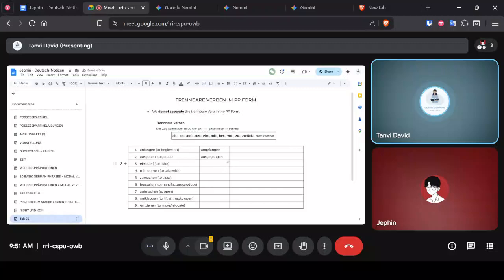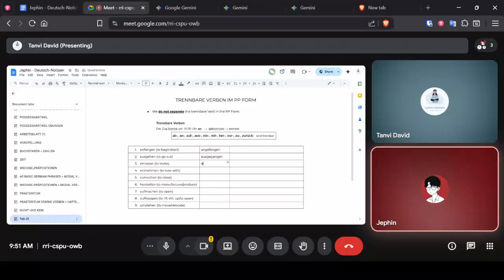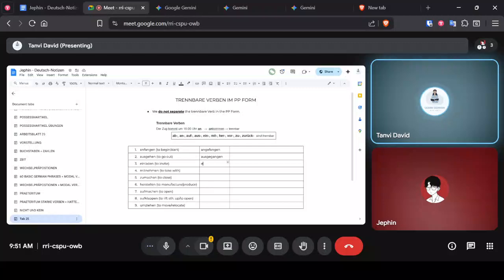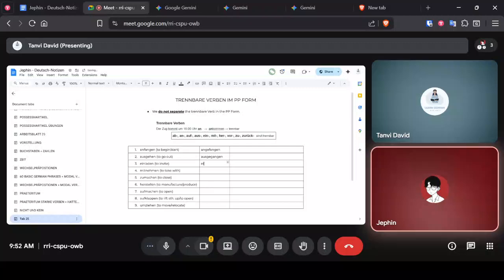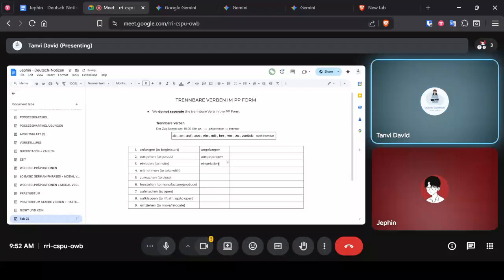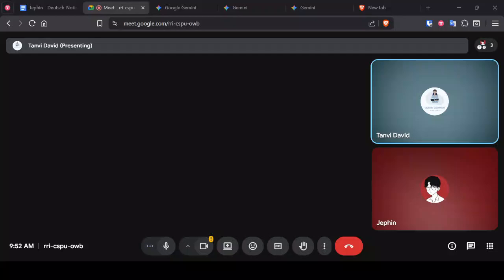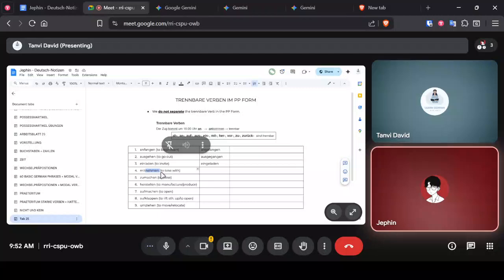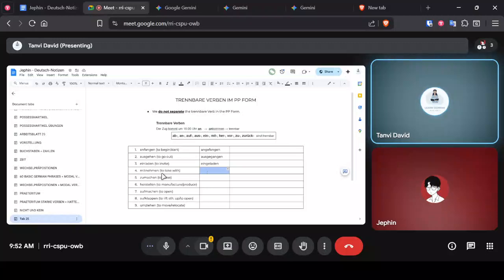Laden is geladen. So einladen will become eingeladen. You remember the participle perfect of nehmen? We've done this before. Genommen. Okay, start revising. These you should remember by now. Mitgenommen. Okay, nehmen, genommen. So mitnehmen, mitgenommen.